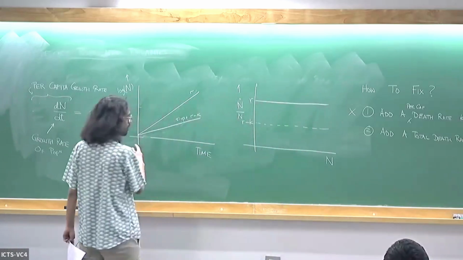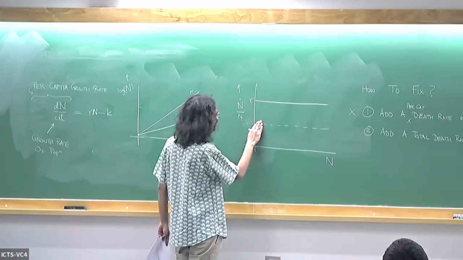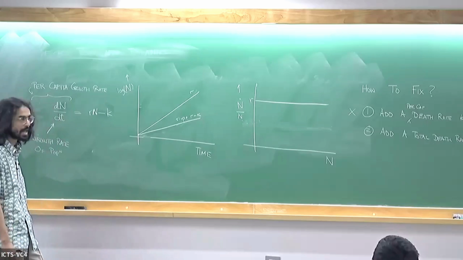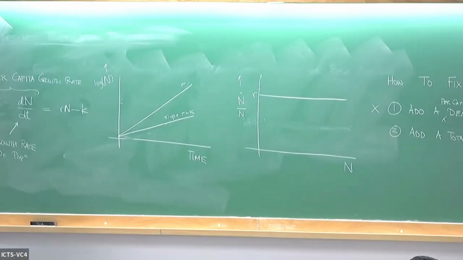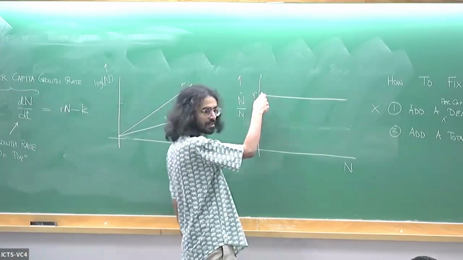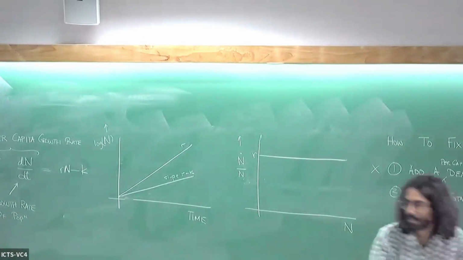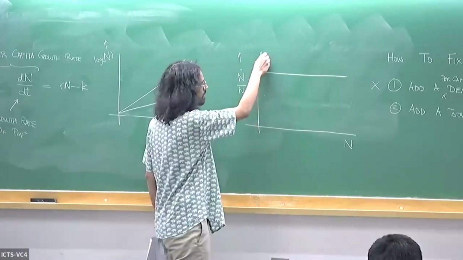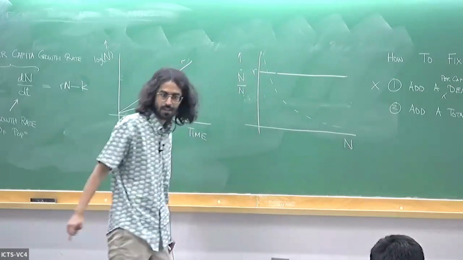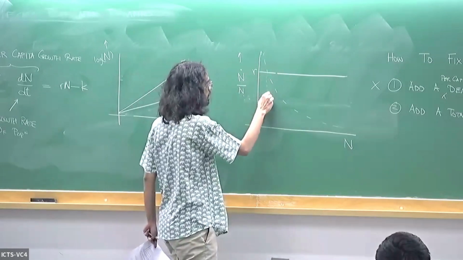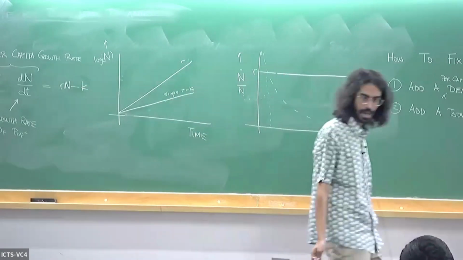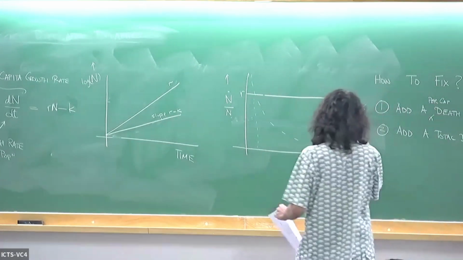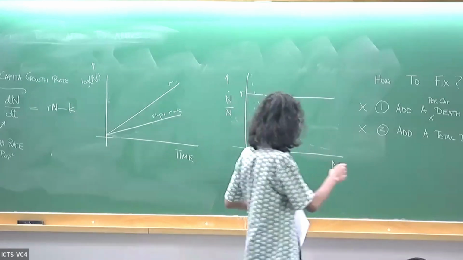Basically, now there's a per capita growth rate, but there's also a per capita death rate, right? What's that? K over n, right? And what does that look like? It looks something like this, right? And then you have to take this minus that. So there's a critical n below which the population will die, and above which it will keep growing forever, right? So in some sense, this also doesn't fix the problem.